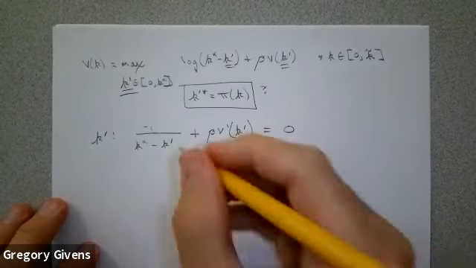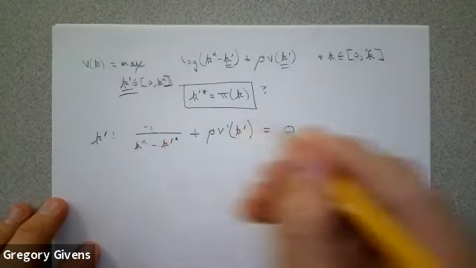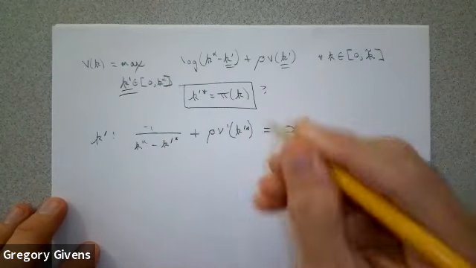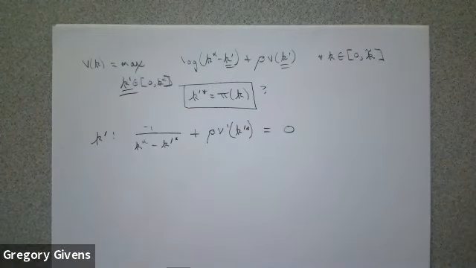Of course, it's only going to equal 0 at the chosen optimal value of k prime, that is k prime star, let's say. We know that the value function is strictly concave. So if we can find a k prime that satisfies the first order condition, it's also going to satisfy the second order condition. So we don't need to verify second order conditions here.